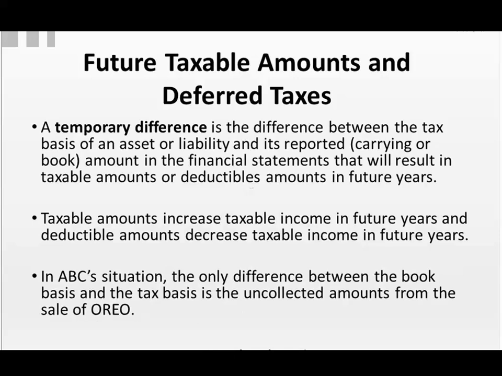That will result in taxable amounts or deductible amounts on the tax returns in future years. Taxable amounts would increase taxable income in future years, and deductible amounts would decrease taxable income in future years. So in the ABC situation, this de novo bank that we just looked at, the only difference between the book basis and the tax basis is the uncollected amounts from the sale of OREO, or that $30,000.